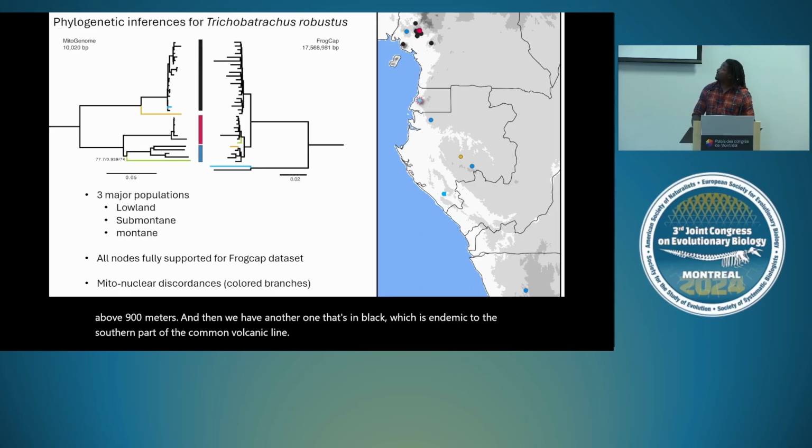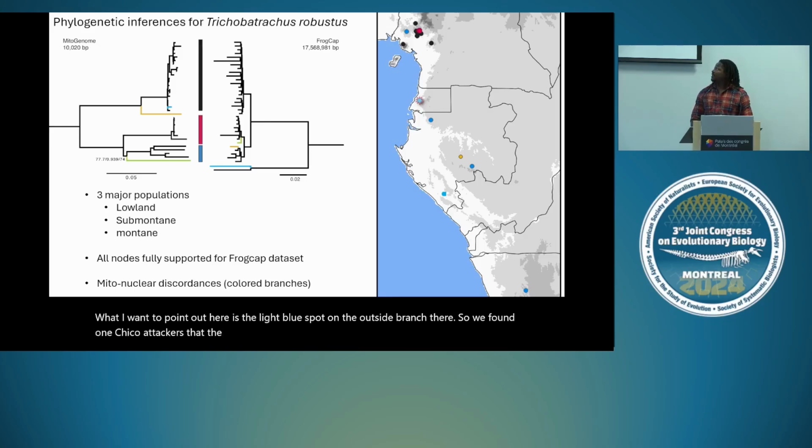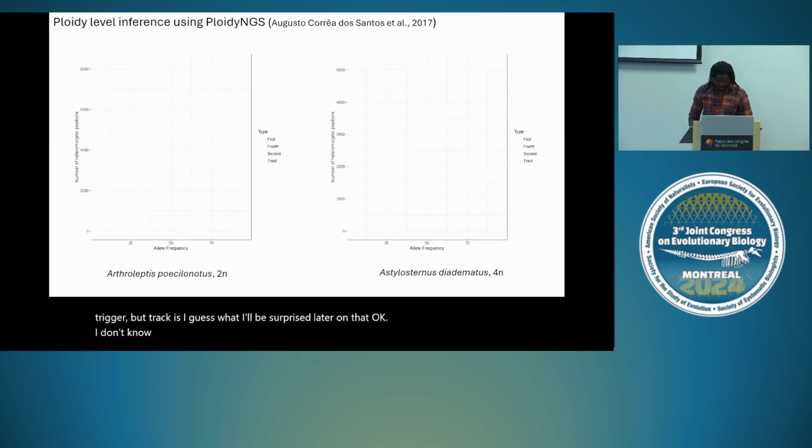The mitogenome and the FrogCap were pretty well resolved, with the exception, of course, of a few mitonuclear discordances. What I want to point out here is the light blue spot on the outside branch there. So we found one Trichobatrachus whose nuclear material is not monophyletic with the entire genus Trichobatrachus. Guess what? There'll be a surprise later on that.